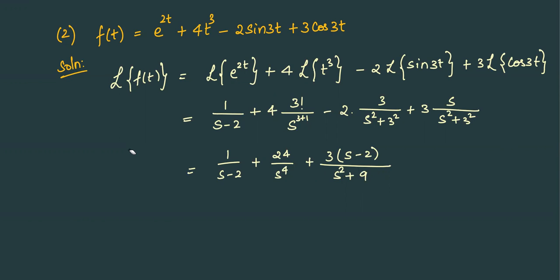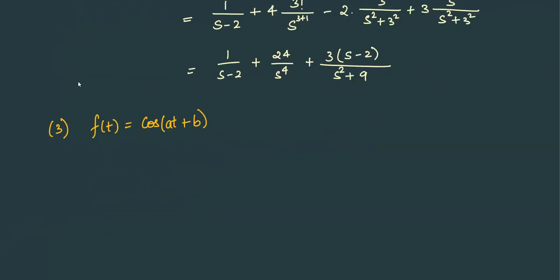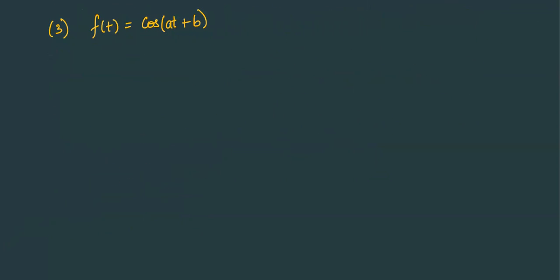Okay. Next, one more. Now f of t is cos of at plus b. So how to approach this problem? We know cos at, we know sin at, but we don't have cos of at plus b. So first of all, before using the transform, we can simplify.